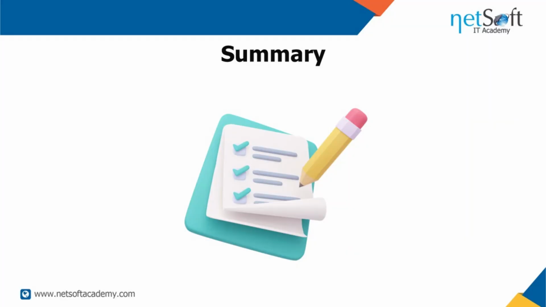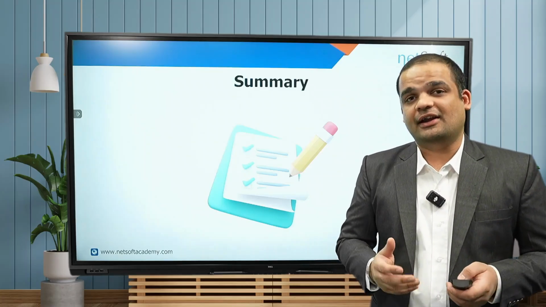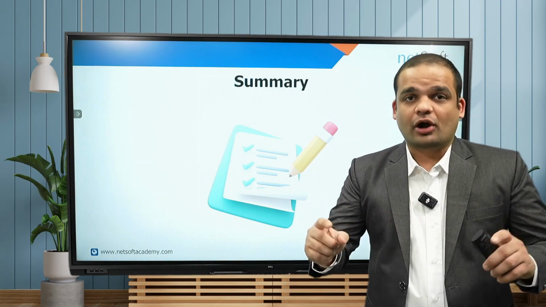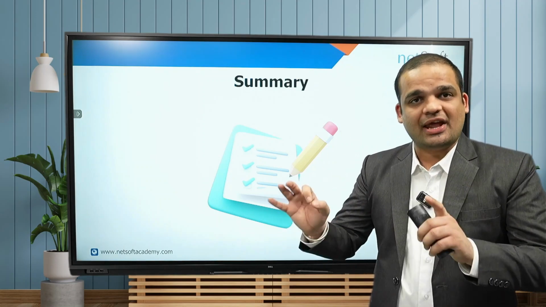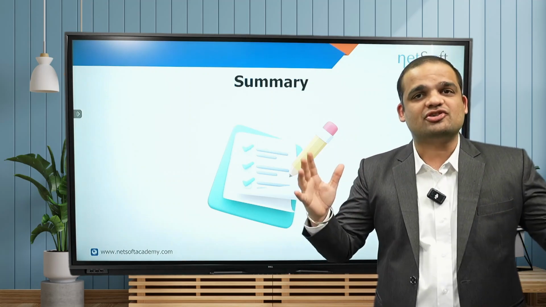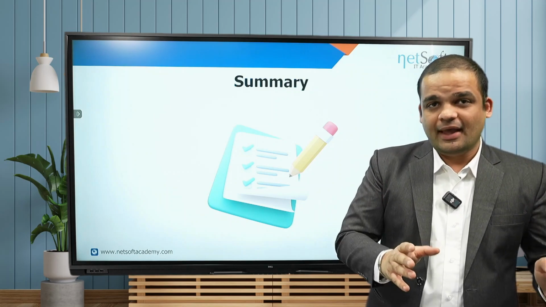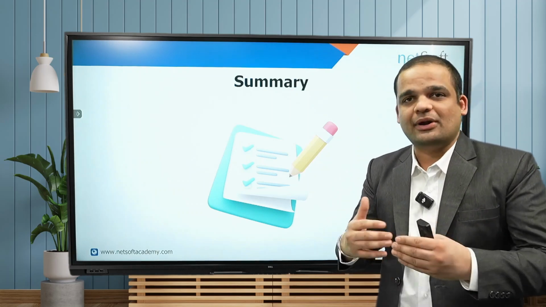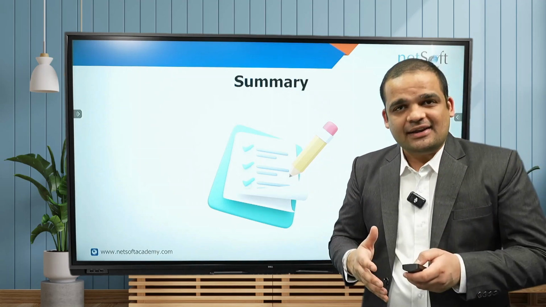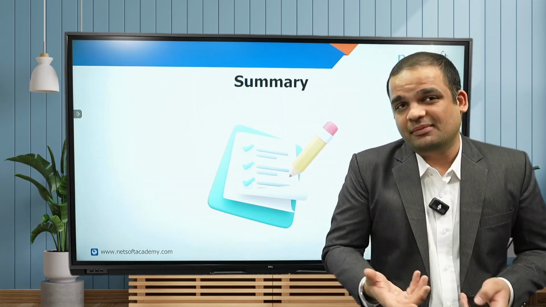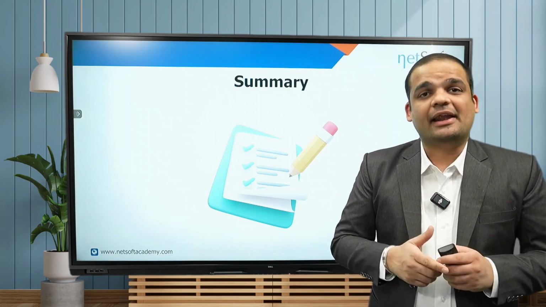So to summarize, cloud storage models provide flexible and scalable solutions for storing data in different formats and use cases. Block storage is perfect for performance-sensitive applications and virtual machines. Object storage excels at handling large-scale unstructured data. And file storage is ideal for shared access and collaborative environments. By understanding the strengths of each model, you can choose the right solution to meet your business requirements. So, make an informed decision.